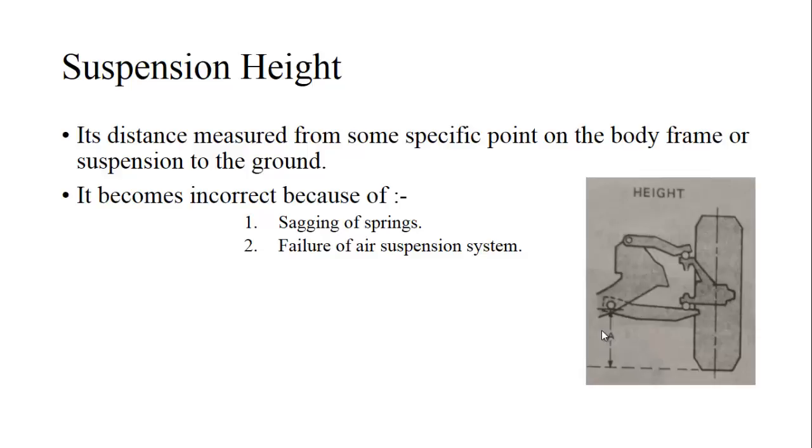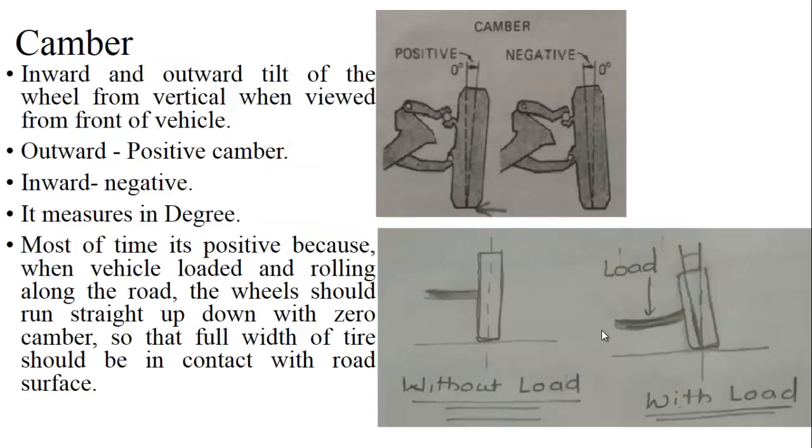So next thing is camber. The camber is the inward and outward tilt of a wheel from the vertical when we view the wheel from the front end of a vehicle. The outward tilt is a positive camber, the inward tilt is a negative camber. Here in this figure it is shown.